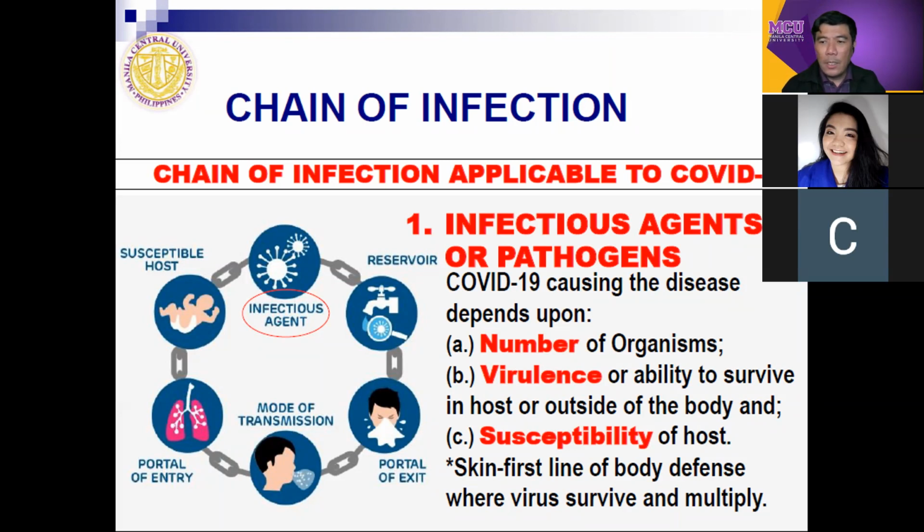In particular, the transfer of our infectious agent, SARS-CoV-2, may depend on three aspects. It could be the number of organisms. The more organisms that enter your body, the greater the chance of penetration and aspiration to the respiratory tract. Virulence, meanwhile, is the ability to survive, the ability of the virus or bacteria to survive in the host or outside the body.